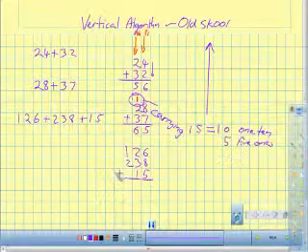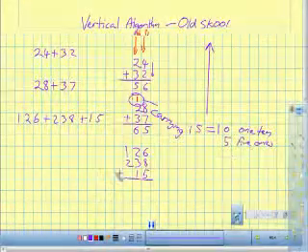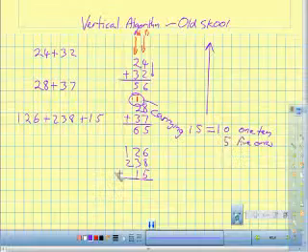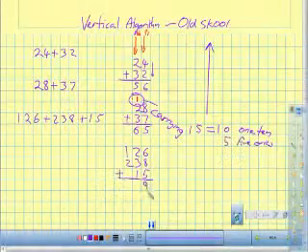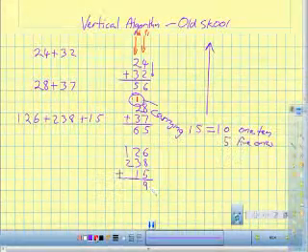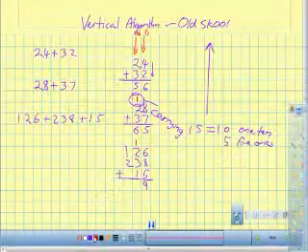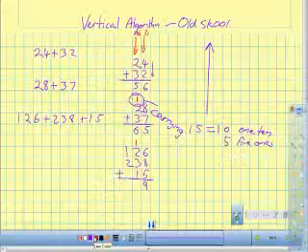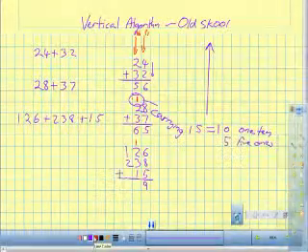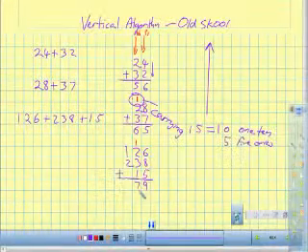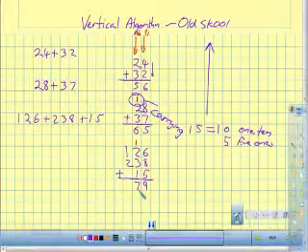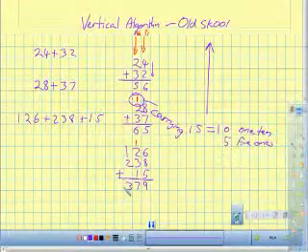Okay, so I've got 6 and 8. It's 14 and 5 is 19, so I put down the 9, and remember I have to carry my 10. So I've got 1 ten and 2 tens is 3 and another 3 is 6. I've got 7 tens. Well, there we go. So no carrying. 1 and 2 is 3.